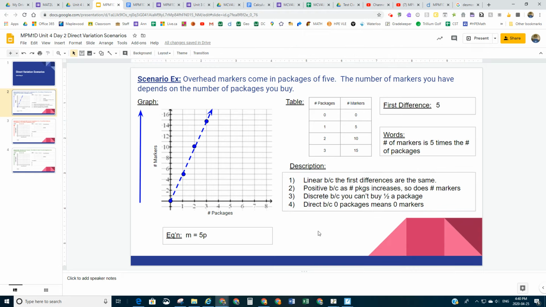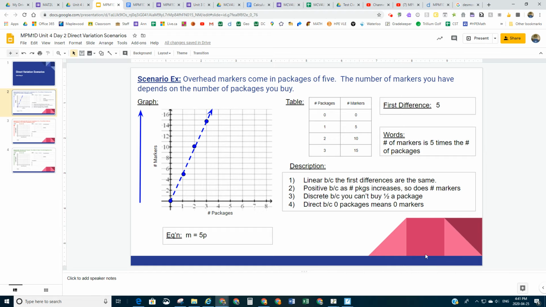Okay, so we've done a table. We use those dots to make our graph. We chose either a solid line if it's continuous, a dashed line if it's discrete. Figured out our first differences, described it in words. The number of markers is 5 times the number of packages, and an equation. And then we decided, is it linear or nonlinear? And give a reason. Positive or negative? Give a reason. Discrete or continuous? Give a reason. And direct or indirect.